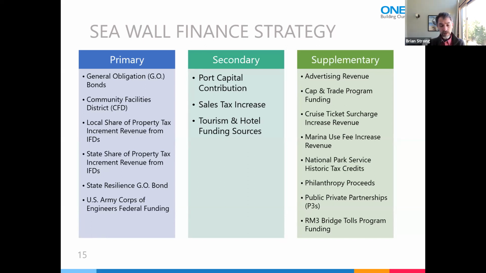The seawall, I'm just going to quickly mention, because I know we're just about out of time. This is a large project. It's a $5 billion project. We worked with the community.